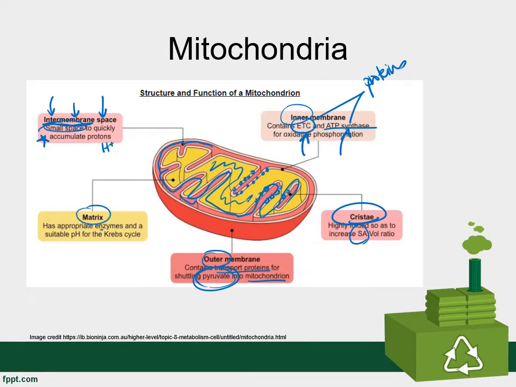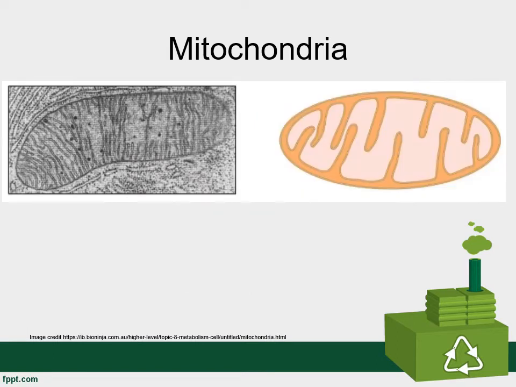The matrix has all the enzymes needed and the pH necessary for Krebs cycle. Krebs cycle occurs in the matrix. So these are all the pieces and parts of the mitochondria. So go ahead and take a moment, find those pieces in the diagram, and then also find those pieces in this micrograph, this electron micrograph.